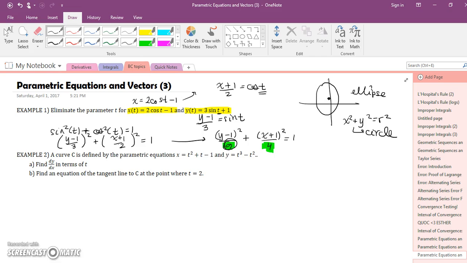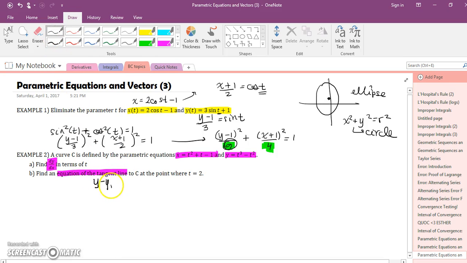Now let's take this problem, which is really, really common. It's almost always one of the parts of a free response. And it's going to ask you, all right, this is x and y here, x of t, y of t. Find dy/dx in terms of t and find the equation of the tangent line. So we're still doing tangent lines.